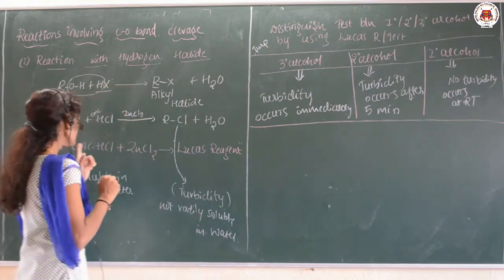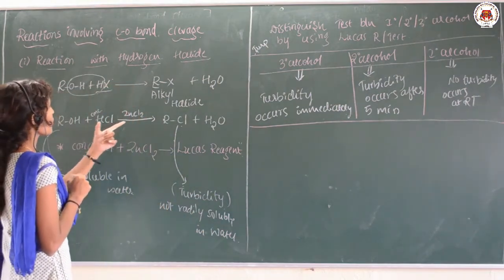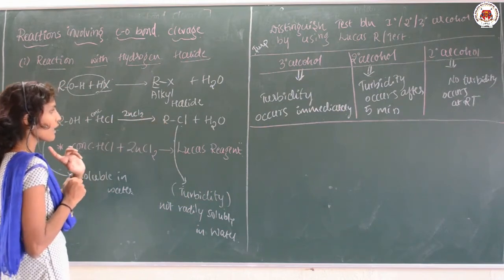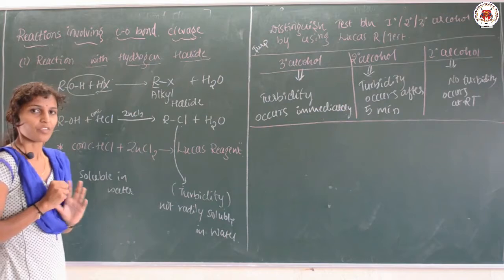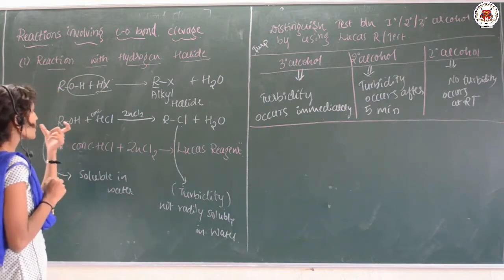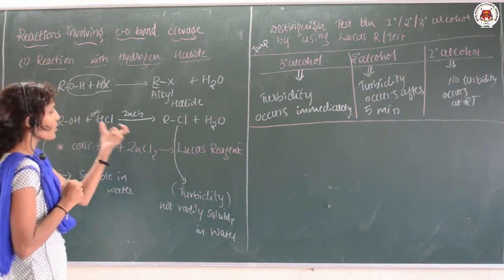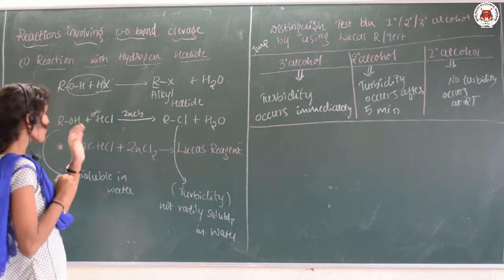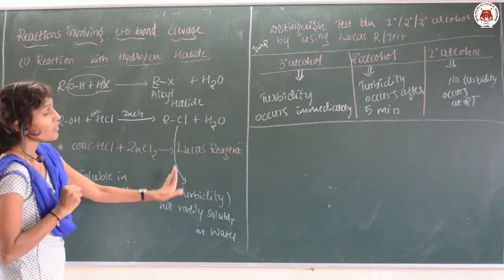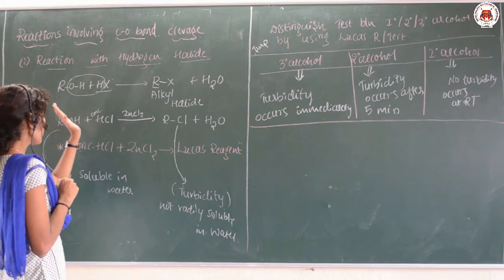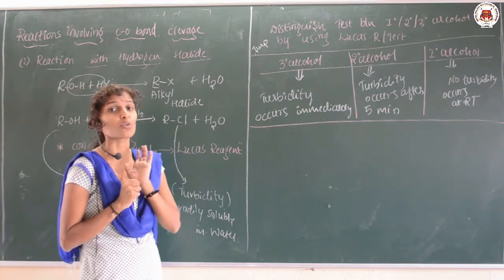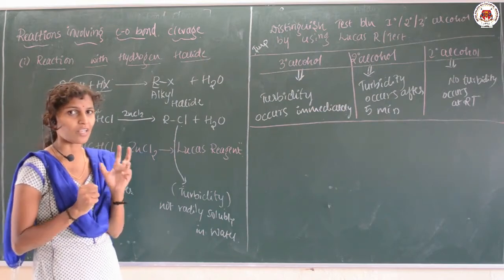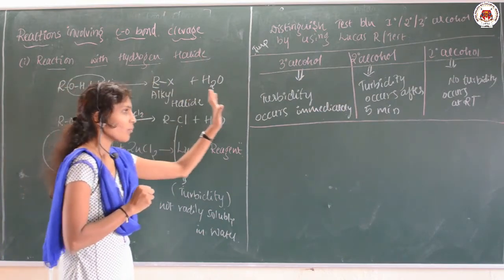Clear? So, whenever alcohol is treated with Lucas reagent, there is a formation of the alkyl halide, and this alkyl halide forms the turbidity. If we are using the tertiary alcohol, turbidity occurs immediately. If it is secondary, turbidity occurs after 5 minutes. If it is primary alcohol, turbidity does not occur at room temperature. I hope it is clear for you. So, this is very important.